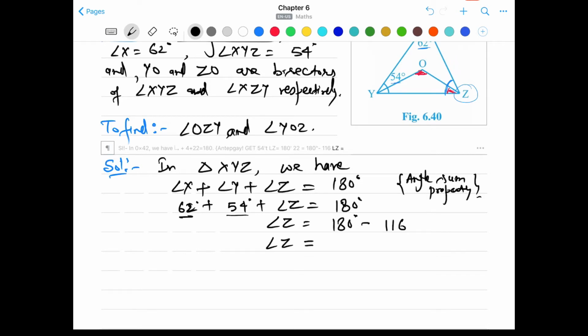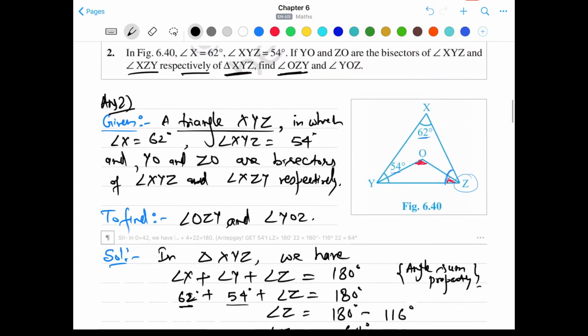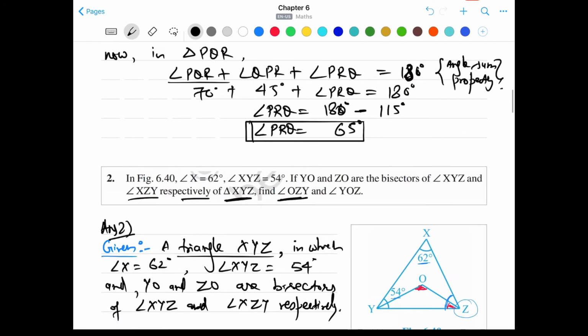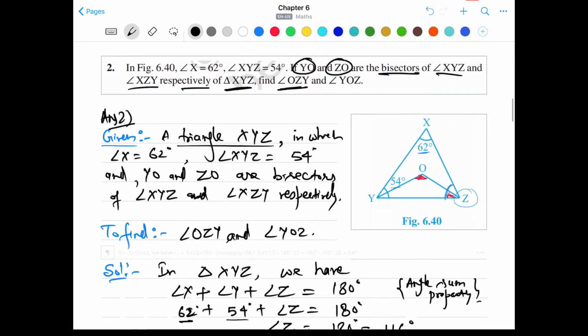So angle Z will be equal to 180 minus 116, which is 64 degrees. Okay, so the answer for angle Z is 64 degrees. Okay, now since in this question it says these YO and ZO are the bisectors of the angles XYZ and XZY, that means these two angles and these two parts are equal.